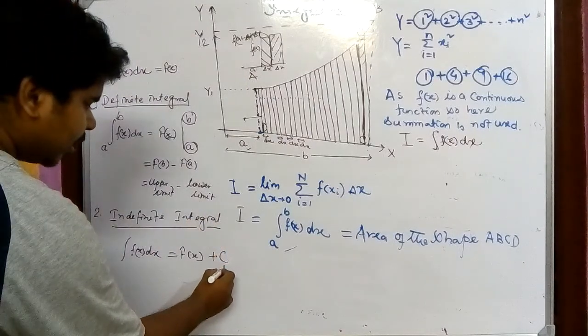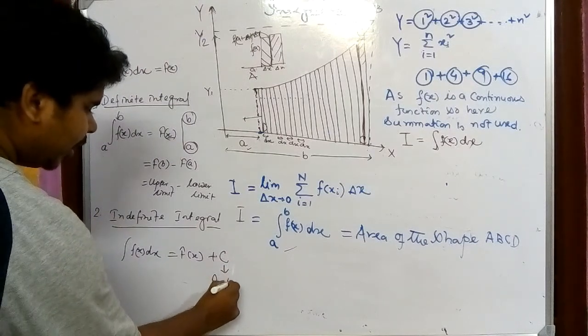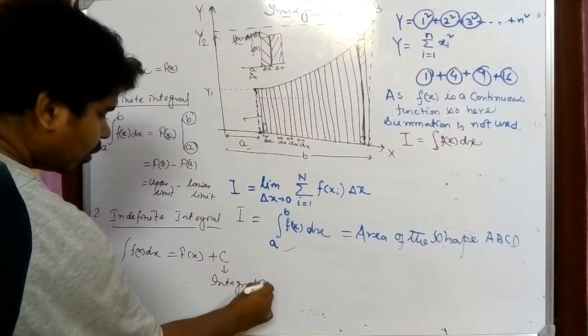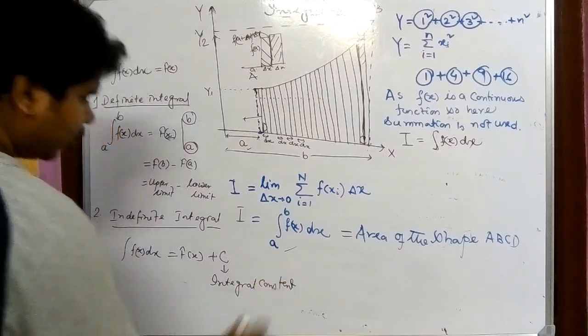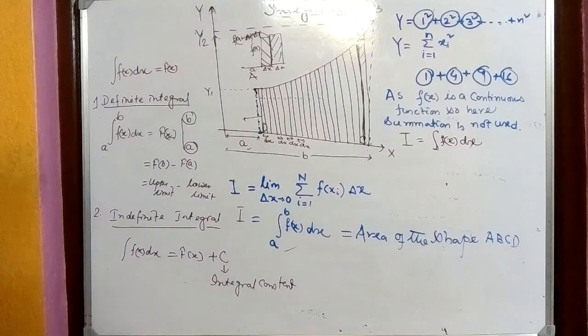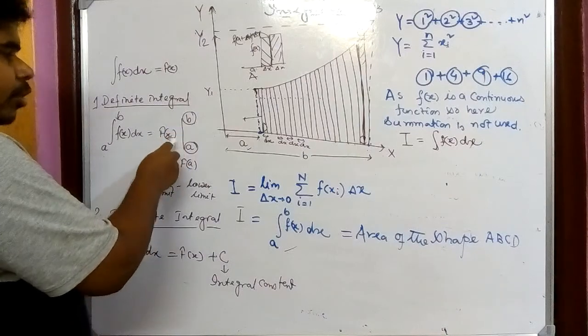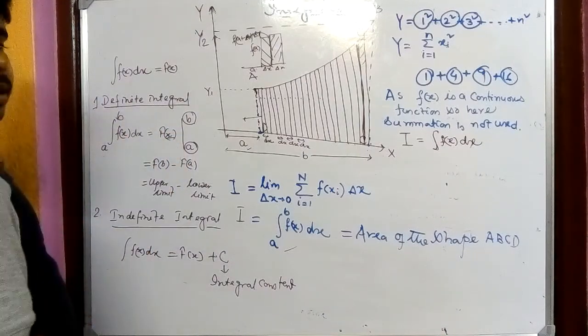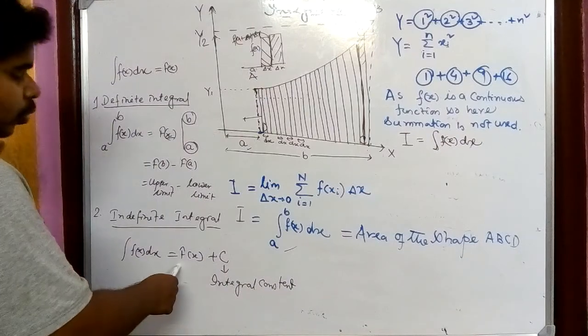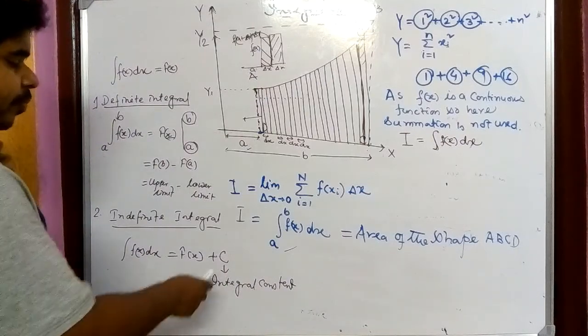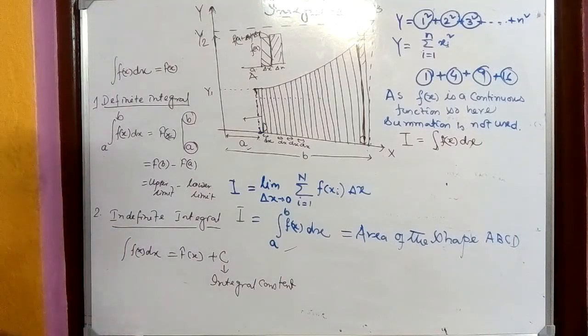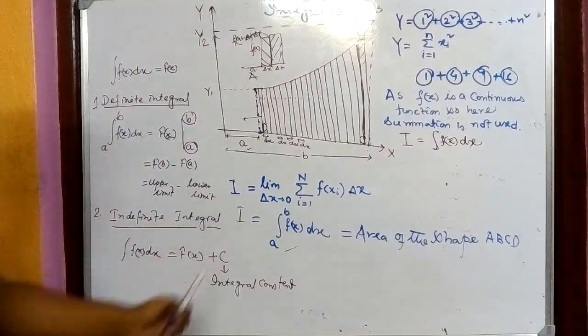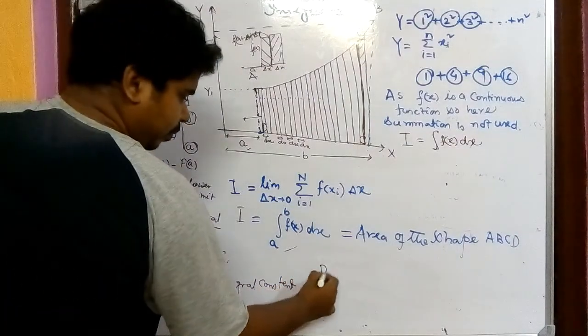What is c here? C is known as integral constant. Okay, and here no upper limit minus lower limit should be done, because no limit is given. We have seen that for the case of definite integral, after integration we have to put the value of the limits, and for indefinite integral, as there are no limits, we have to write the function after integration, plus we have to add an integral constant. Why? The reason we will learn later.